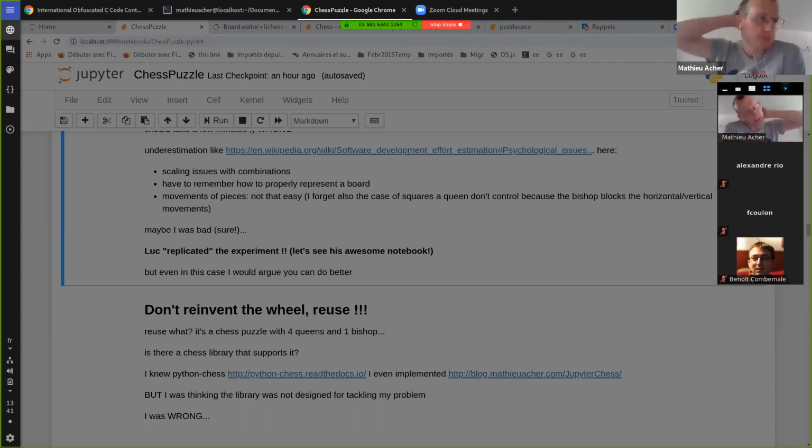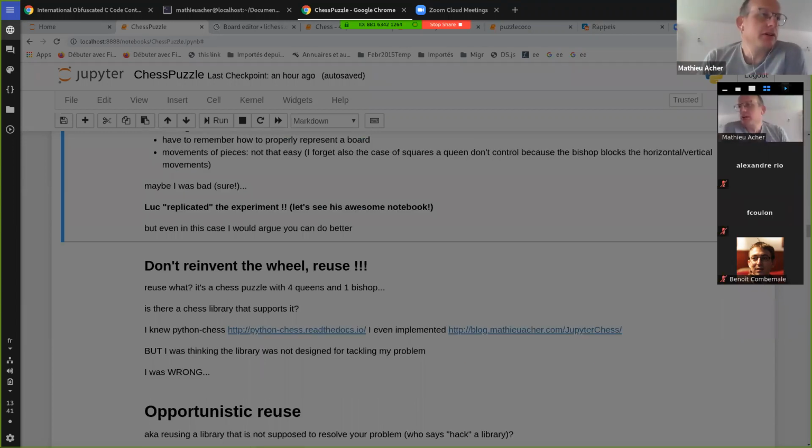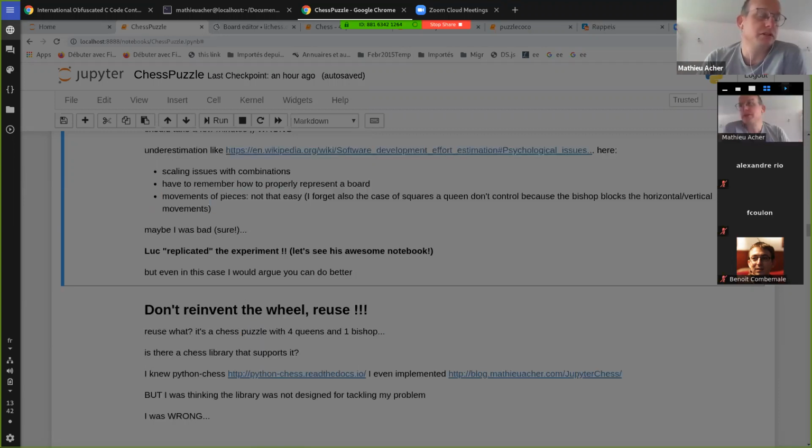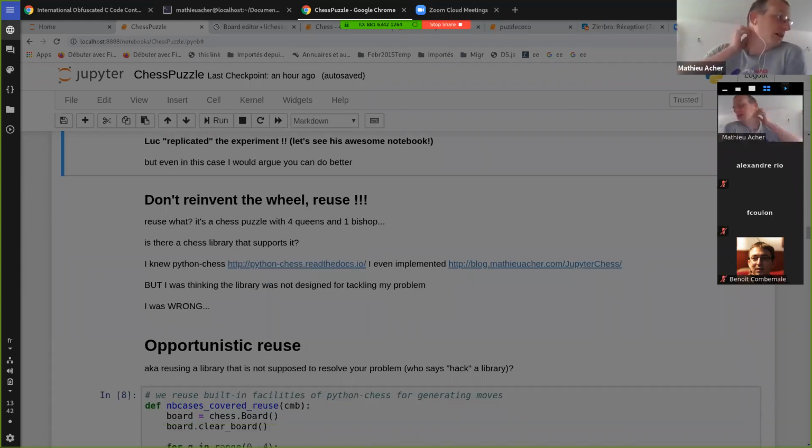So I was thinking about that, and then I said, okay, I have the impression that I am reinventing the wheel a bit, right? In particular, the movement of pieces was a bit chaotic in my case. So maybe I was terribly bad here. I don't know, but still, I was thinking maybe I should reuse something.